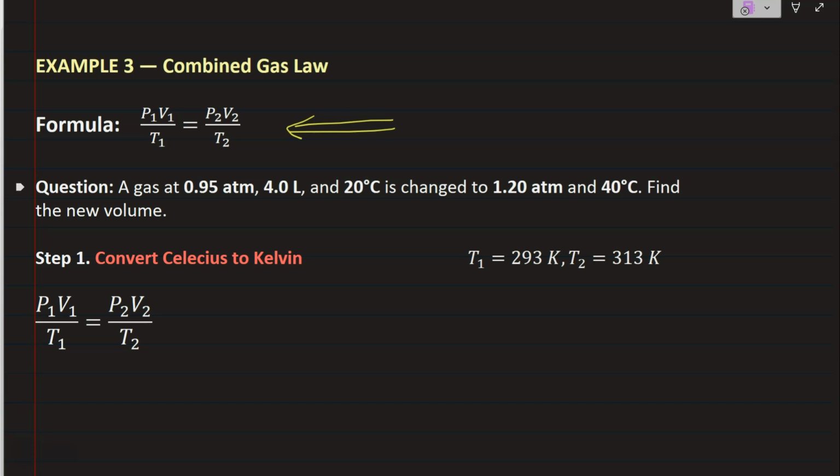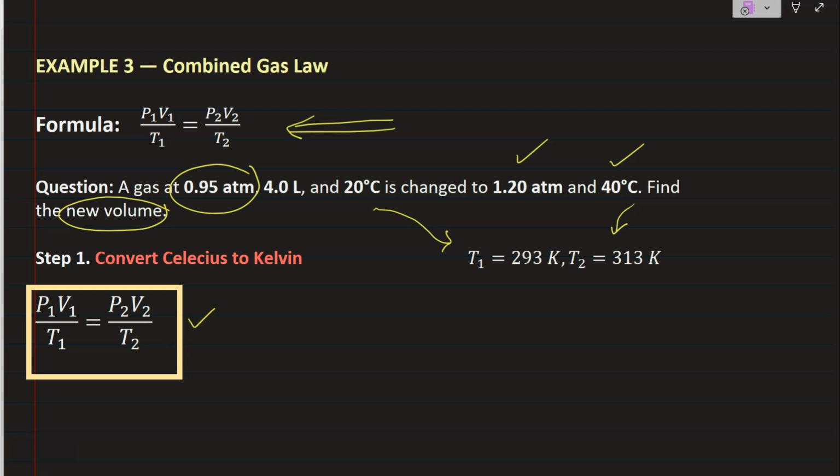The question says a gas at 0.95 atmosphere, 4 liters, and 20 degrees is changed to 1.20 atmospheres and 40 degrees Celsius. So not only did the pressure go up, the temperature also went up. The question is to find the new volume. We do the quick change of T1 and T2, using the Kelvin-Celsius formula to change the unit from Celsius to Kelvin. You just add 273 to each one of them, and then we're going to use this formula.